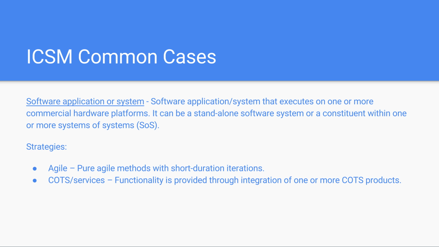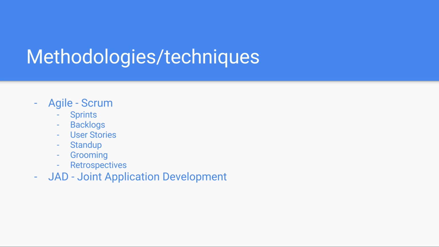Therefore, we're implementing the Agile methodology Scrum for the development part. The development team will be using Scrum for project management. This includes the usual Scrum concepts like organizing sprints, creating backlogs and user stories, as well as participating in regular stand-ups, grooming sessions, and retrospectives.